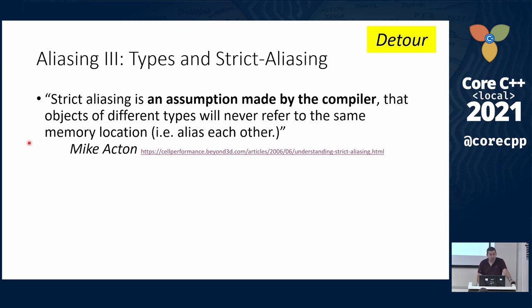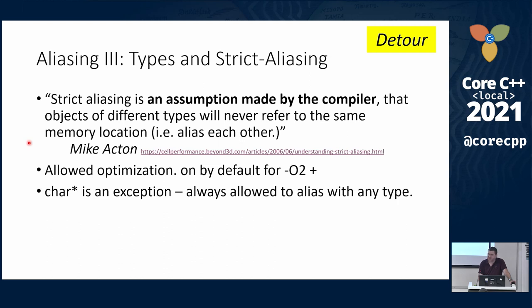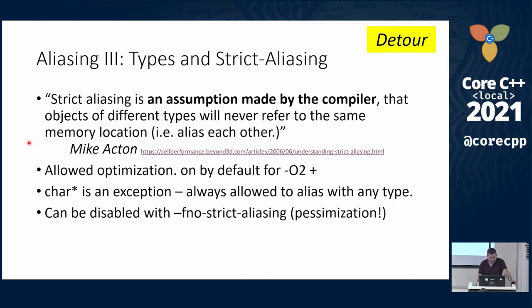It is an assumption by the compiler that objects of different types never alias, never refer to the same location in memory. This is an optimization. It is on by default for optimization levels O2 and beyond. There is an exception for char star, never mind that, and you can disable it. It doesn't help in the example, in the silly loop that I just demonstrated, because in it, all variables inside are ints. So let's change that.